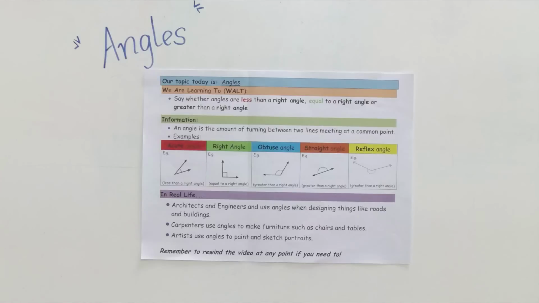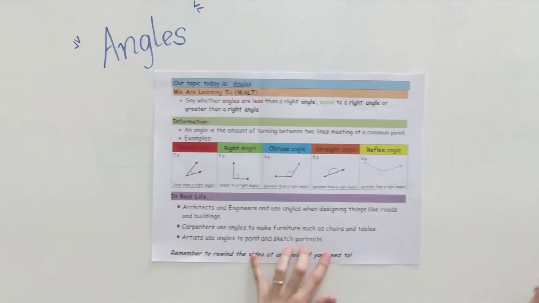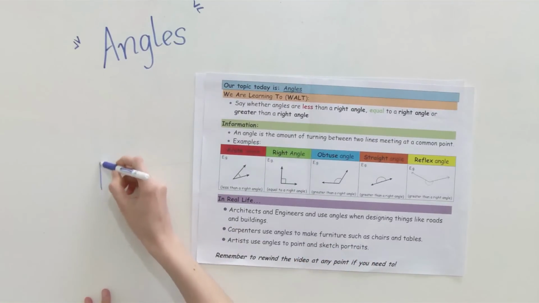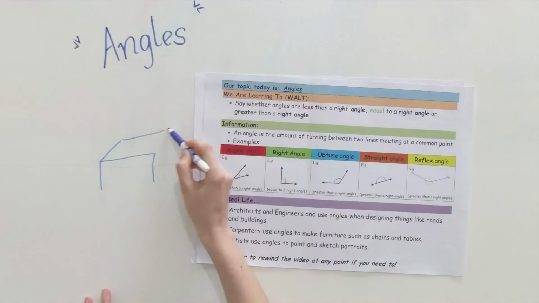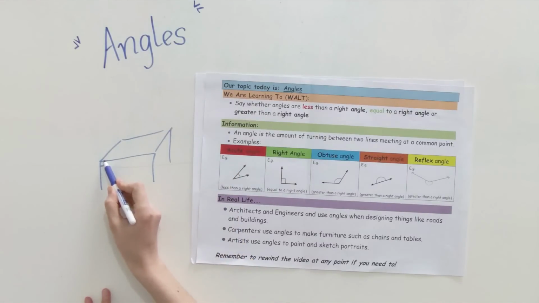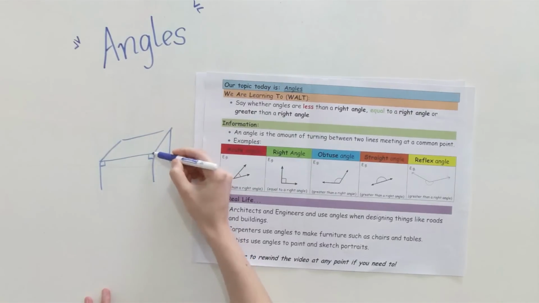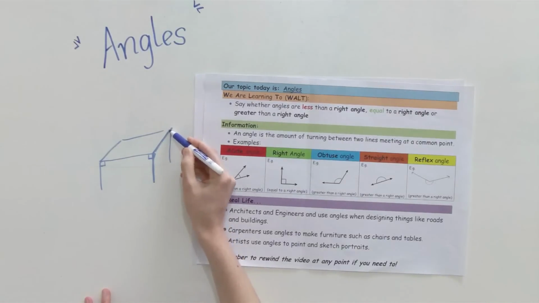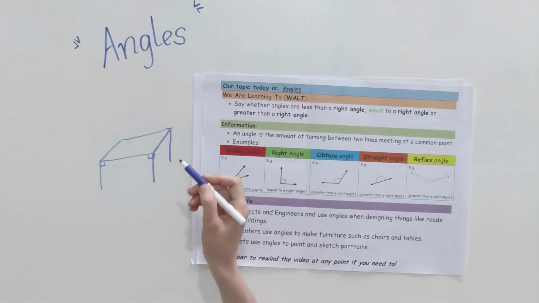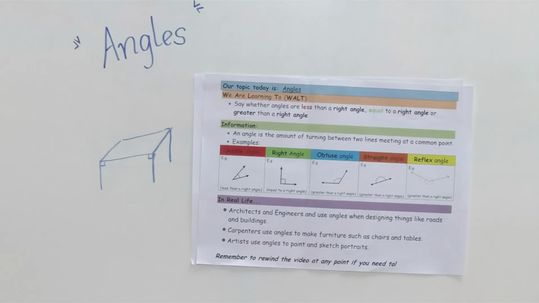You would use angles in real life. It's definitely a topic that you would see everywhere. Architects and engineers use angles when they design things like roads and buildings. Carpenters use angles to make furniture like chairs and tables. If you think of a table, you've got this bit here and across. There are right angles everywhere, and that's so that it is very square and very strong. Artists also use angles to paint and sketch portraits and things like that.